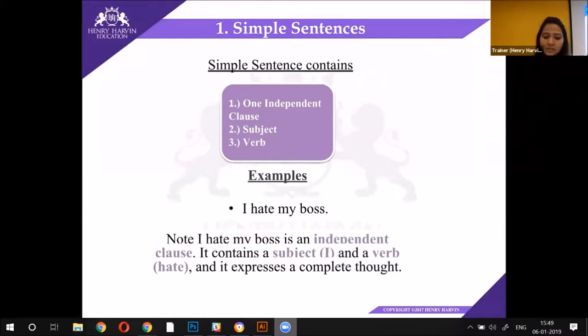Okay. Now, what is a simple sentence? A simple sentence contains one subject, one verb or a verb phrase. So an independent clause is a simple sentence. She reads, she obtained her degree. All this is one simple sentence. Subject and the verb.